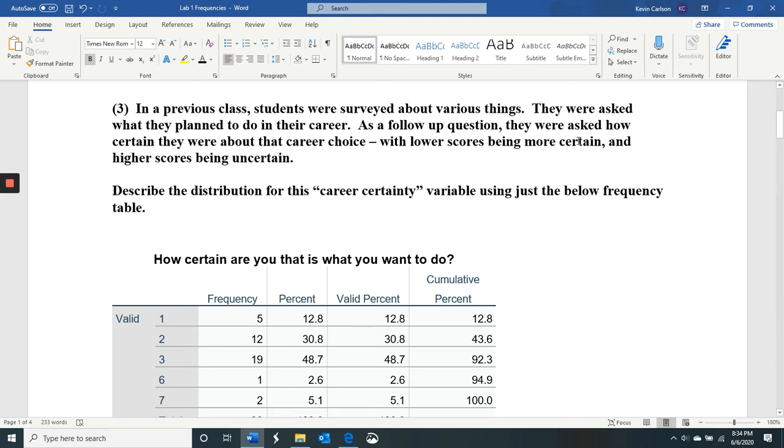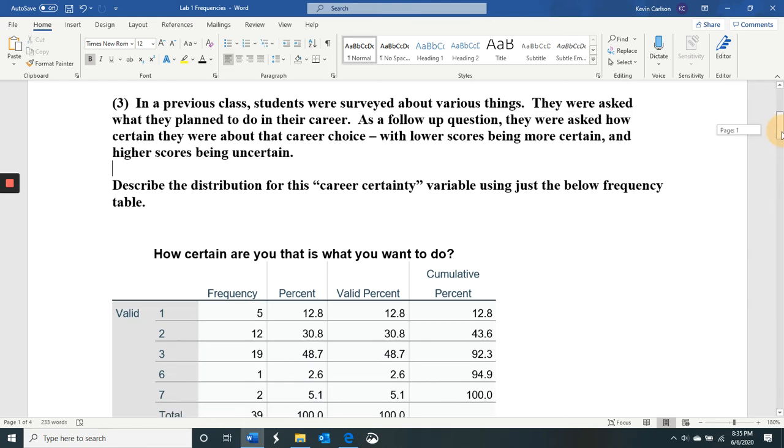Question number three describes a variable in terms of career choice. Make sure you read everything in the lab. I don't think I need to repeat things in the video like this, but make sure you read everything in the lab. Where people have problems in labs is that they don't read all of the instructions or all of the details. So make sure you read all of the details and also listen to this video. That's the other problem: if people have problems in labs, it's because they didn't watch the video.